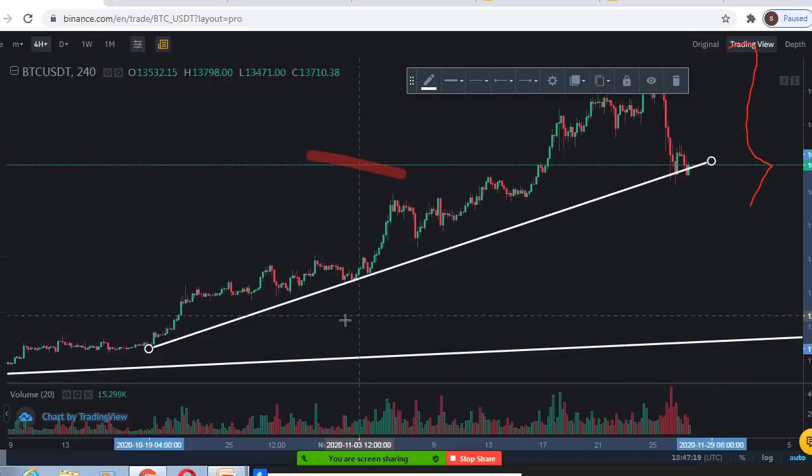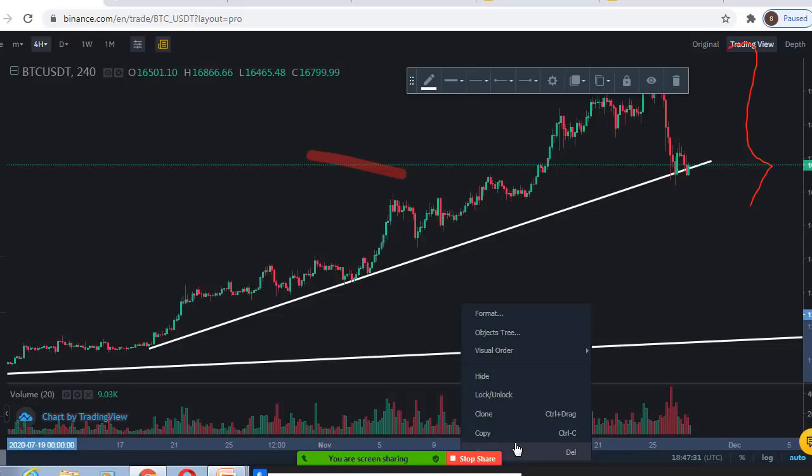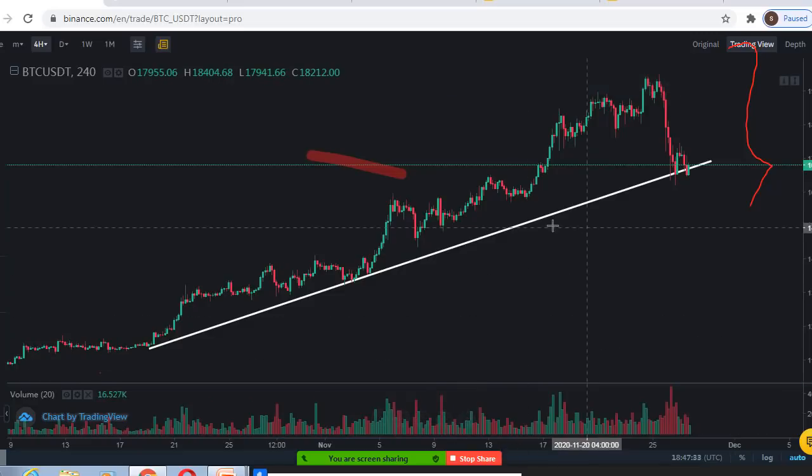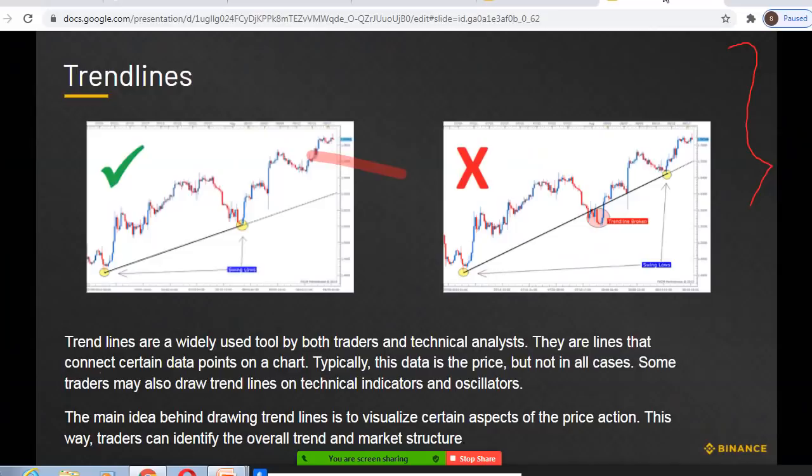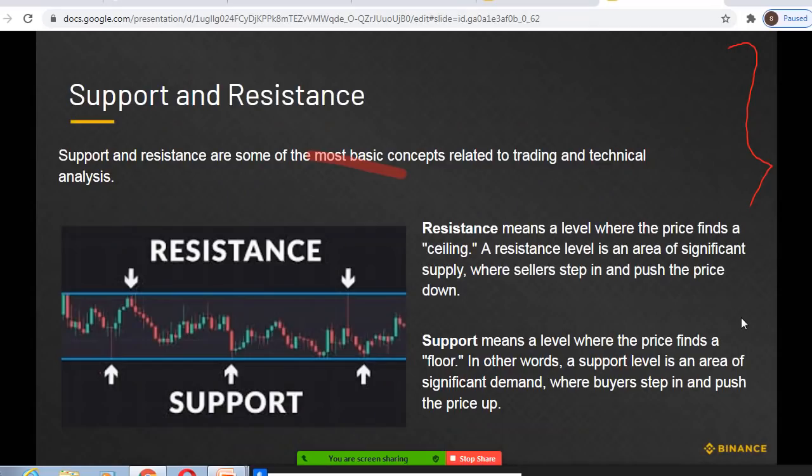So a trend line is only valid when 2 points are met. Connect it like I did here, and then watch when price approaches that particular line again, and then you know what to do. That's very important. So that's trend line. I believe you know how to draw a trend line from this particular example. Take note of that. So that is how to draw a trend line.